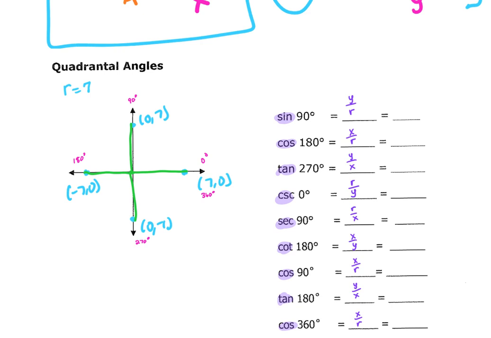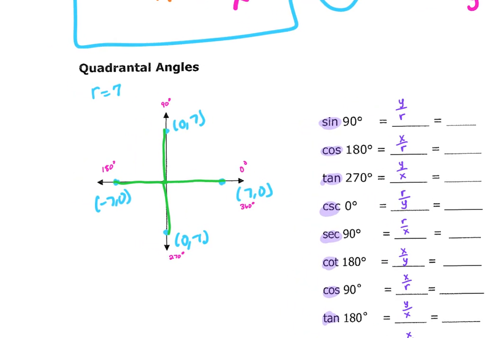So I chose just a random, my favorite number is 7. That's my lucky number. So I chose 7. Guys, you could use any number you wanted here, whatever your favorite number is, your lucky number.